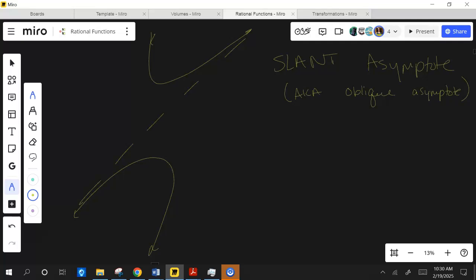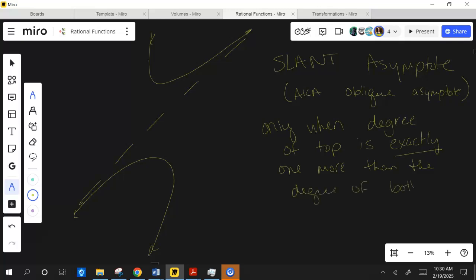There's only one time it happens. It's only when the degree of the top is exactly one more than the degree of the bottom. That is the only time you will have a slant asymptote, but every time that happens, you have a slant asymptote.